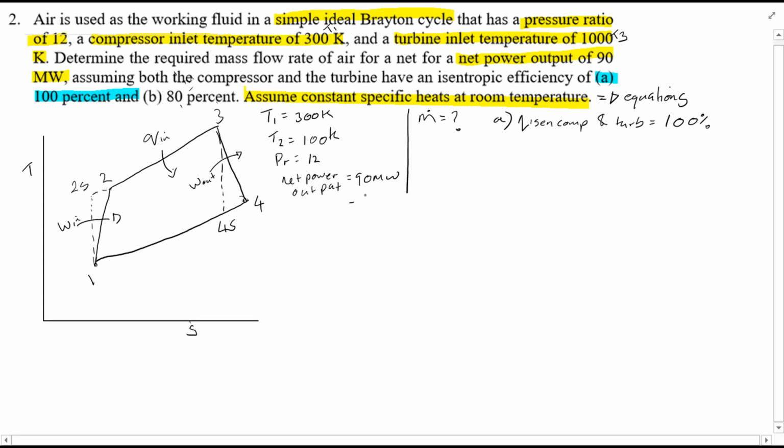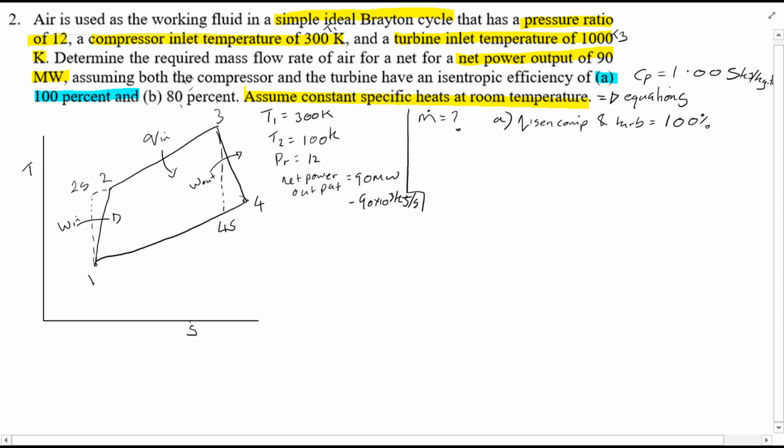So remember, this is equal to 90 times 10 to the 3 kilojoules per second, and we're asked to find the mass flow rate. Initially for part A, we're given isentropic compressor and isentropic turbine efficiencies of 100%. We're asked to assume constant specific heat at room temperature, so of course we're using the equations from the data sheet. Cp is equal to 1.005 kilojoules per kg Kelvin. You won't need your property tables booklet for this, obviously.